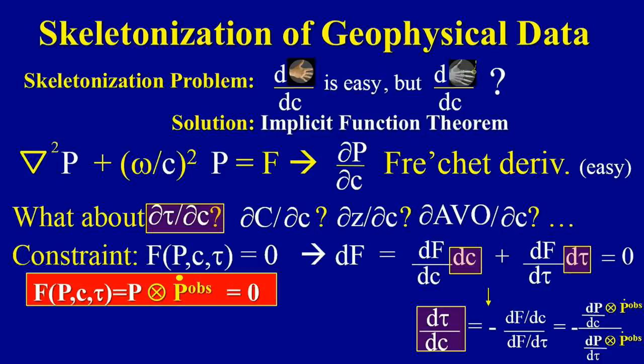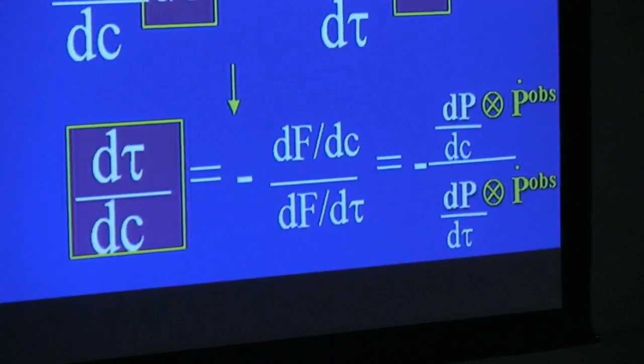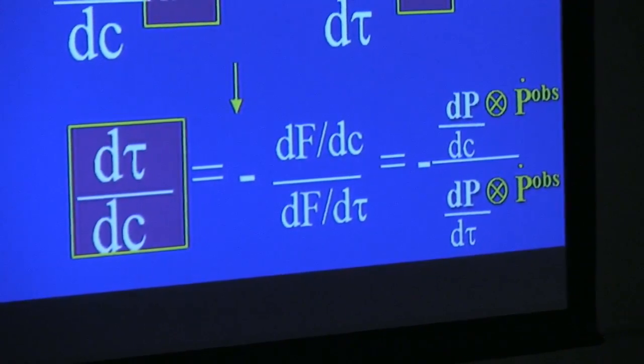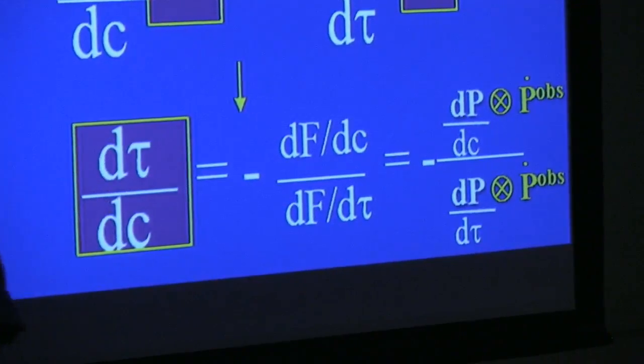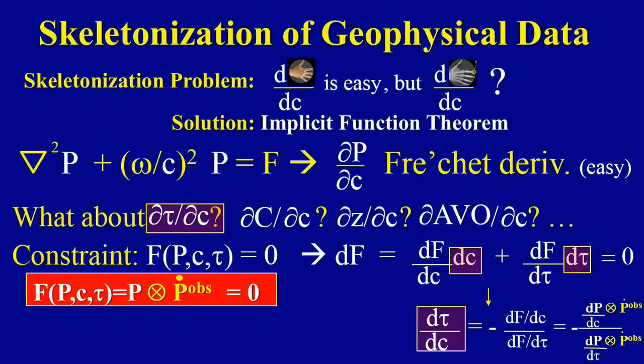For df dc, we just take a derivative of this guy with respect to c, keeping everything else fixed. The only thing that's a function of the theoretical velocity model is this guy, the predicted model. This is given, that's fixed, so this is the only function of c on the top here. And df d tau is the derivative of this guy, tau. That just adds another time derivative on either guy, so there are two time derivatives there. And so what we've done is, this is a hard problem to solve, but this is an easy problem to solve.